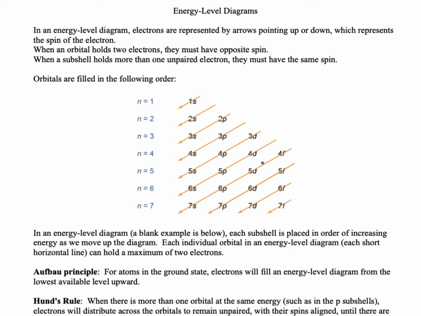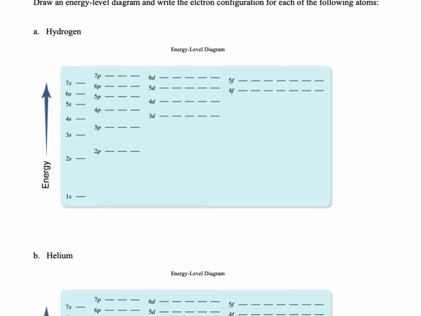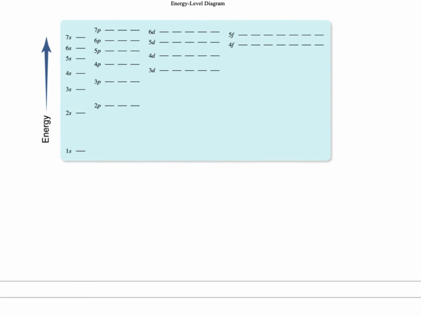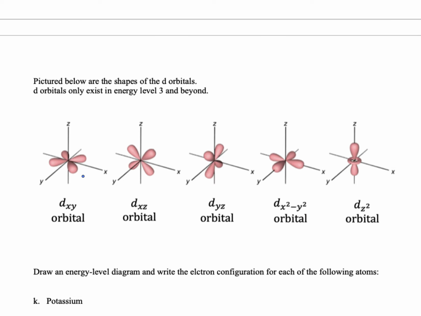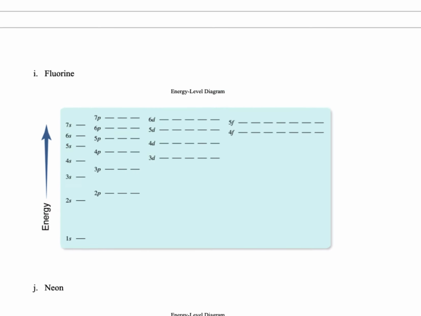Okay, so what comes next? After 4s, we will actually go up here to 3d. So if we need to fill more electrons, we're going to go here. Now a d subshell has a different shape. So the d orbitals look like this. Somewhat similar to the p, but a little more complicated.